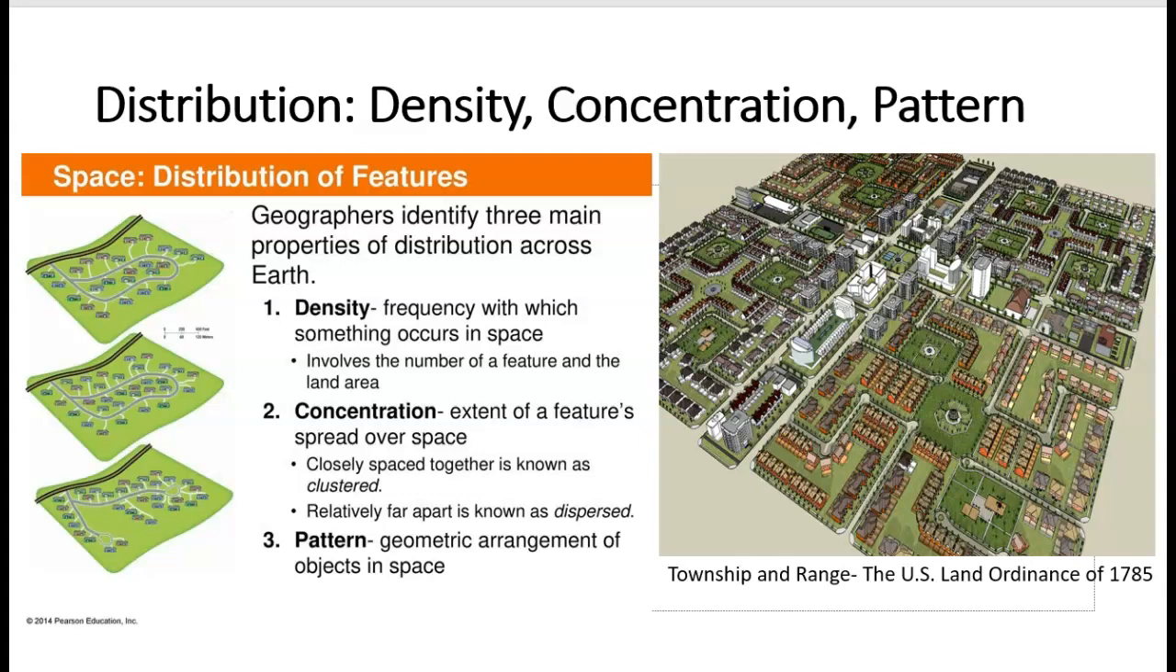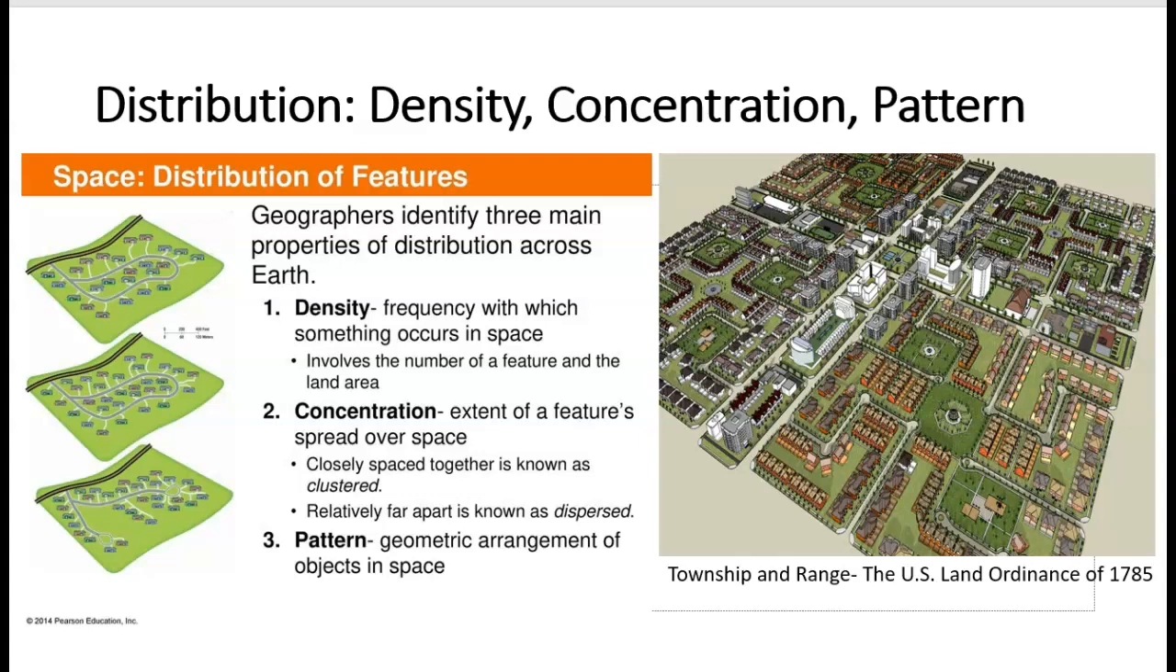Concentration is the extent of a feature spread over space. It means closely spaced together or clustered. And also, they could be relatively far apart, which would be known as dispersed. And then for pattern, that includes the geometric arrangement of objects in space.